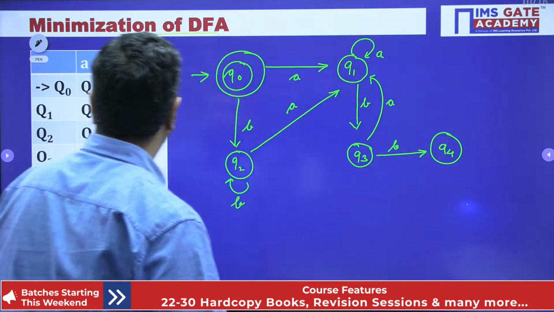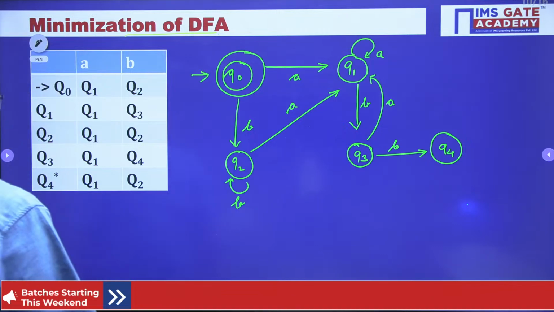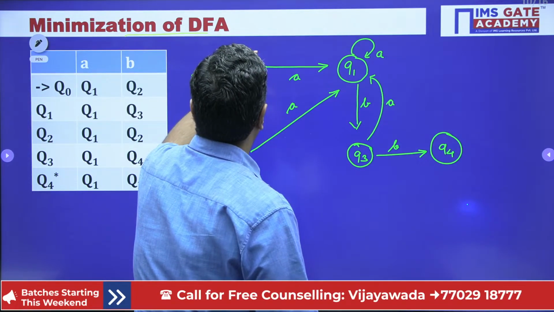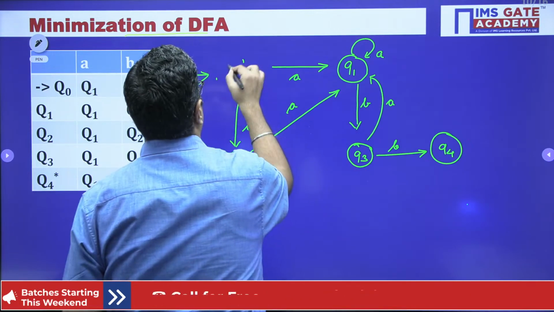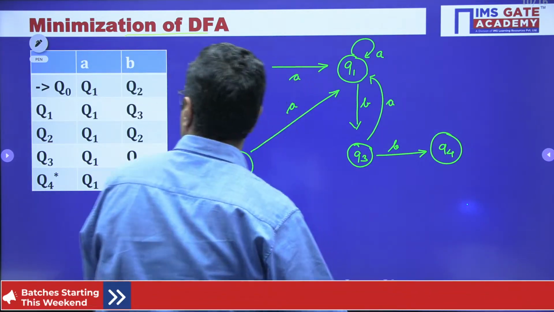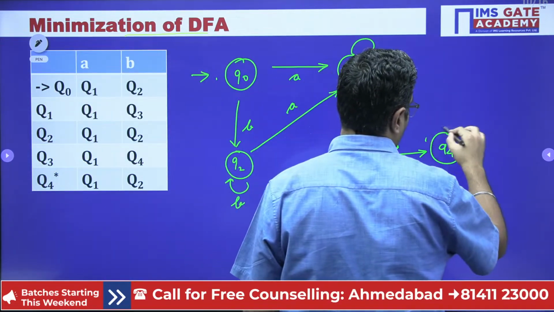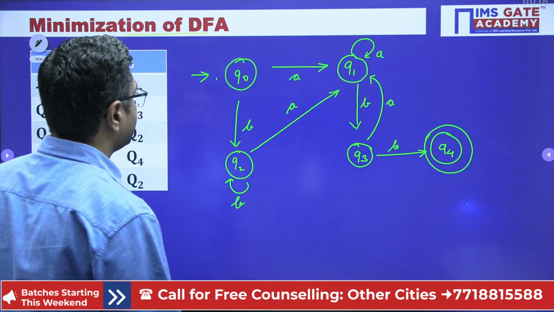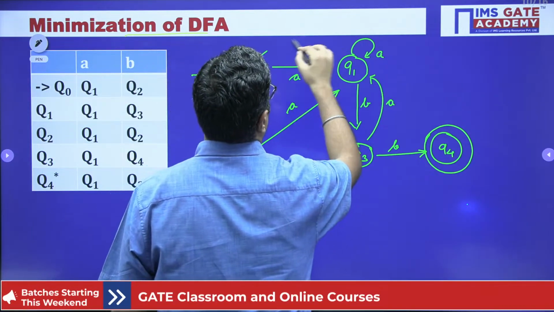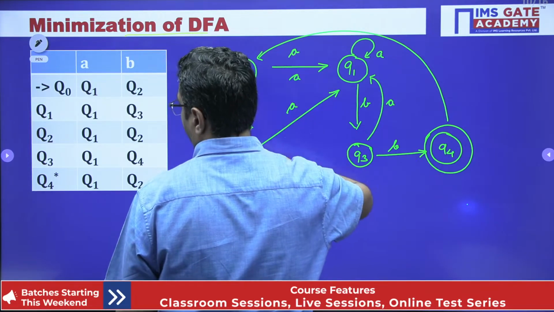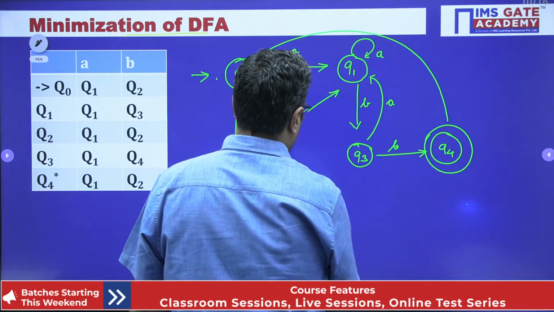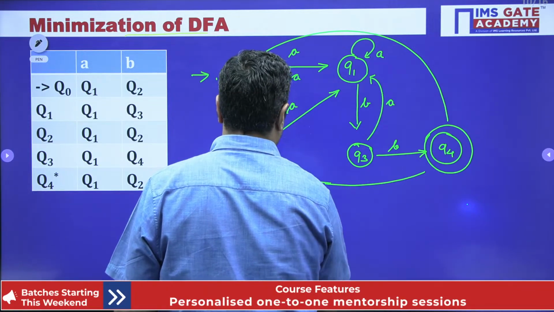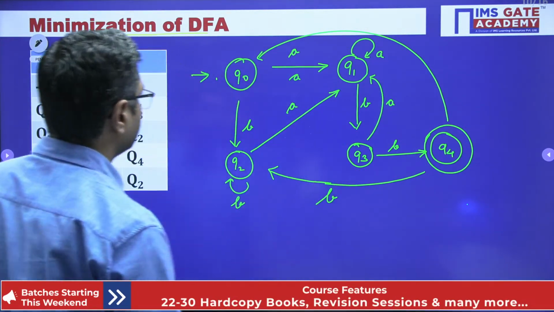Now, Q4 is your final state, not Q0. Q0 is just the initial state in this case. So Q4 is your final state here. Q4 on A is going to Q1. Q4 on B is going to Q2. So this is what we have.